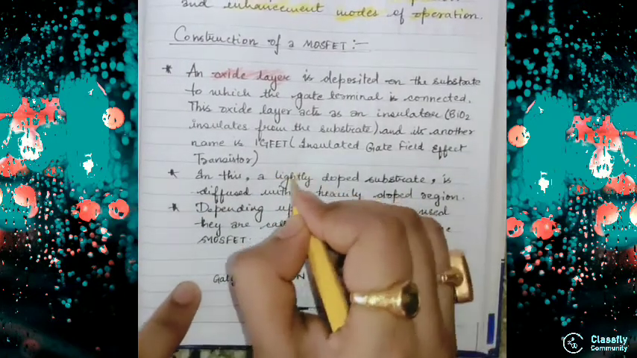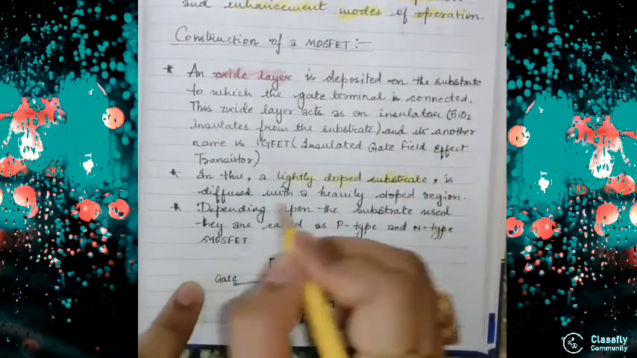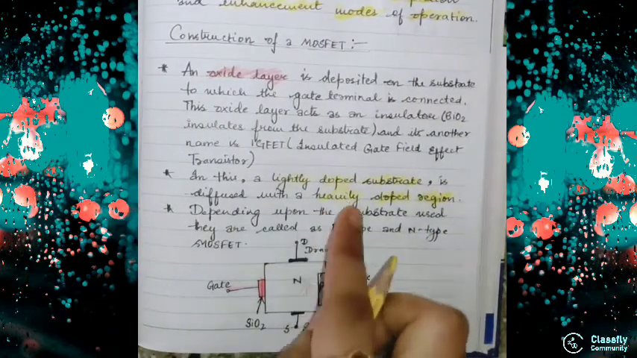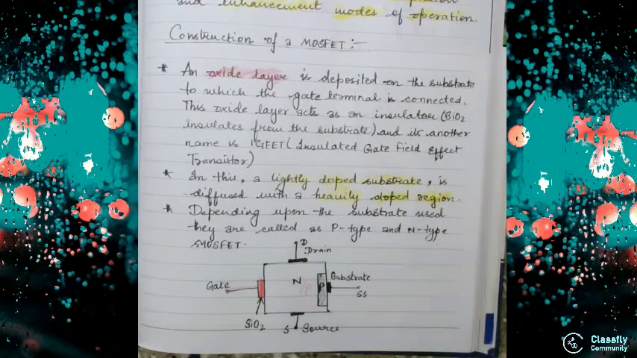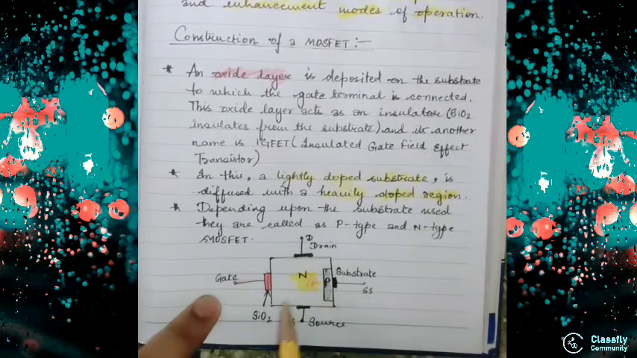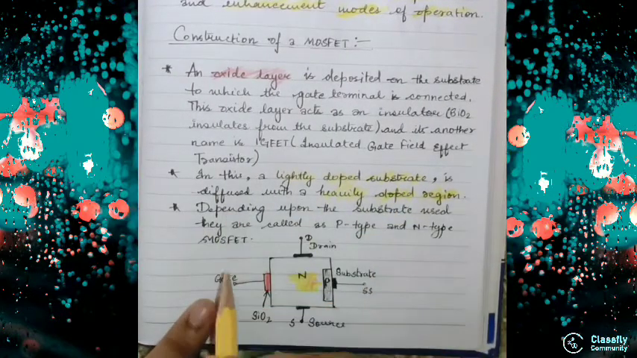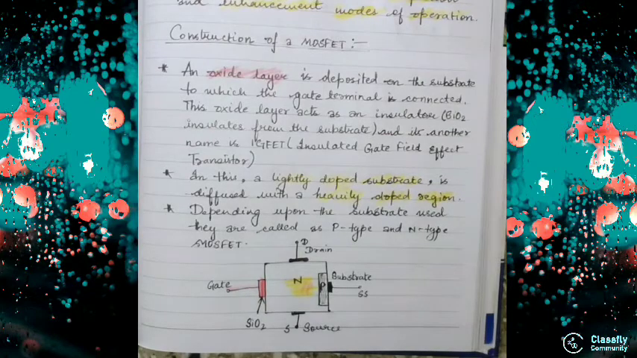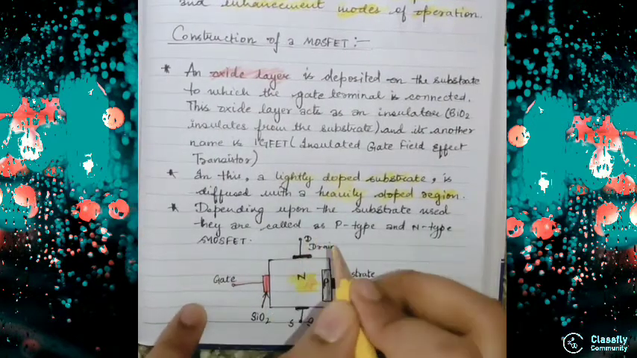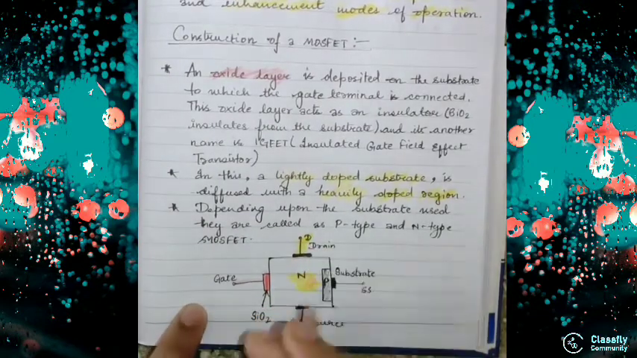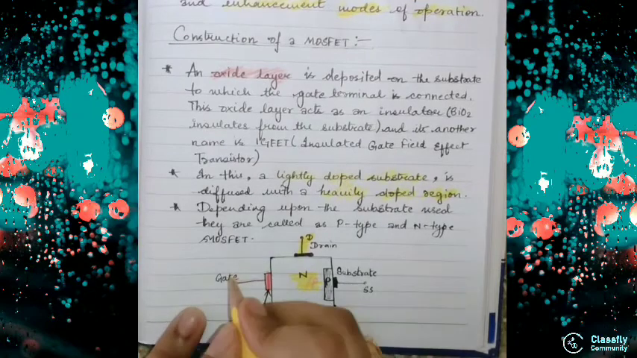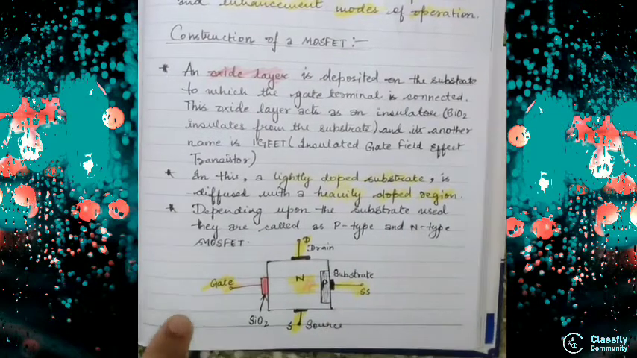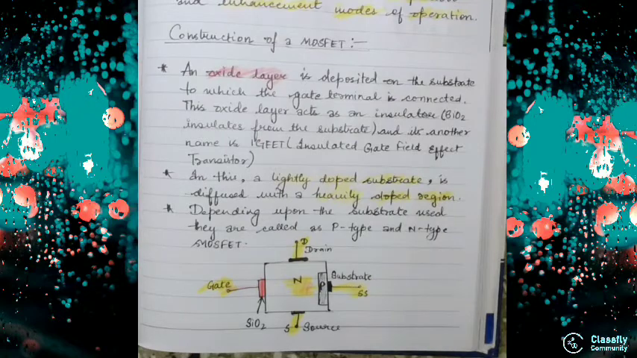Now see what happens in this. A lightly doped substrate is diffused with a heavily doped region. I told you that the substrate can be either N or P. So depending upon the substrate used, we will call it a P-type MOSFET or an N-type MOSFET. I hope you understand till this. Before moving on, there will be three terminals you know: first is your drain, another is your source, and another is your gate. Another terminal which gets included is the substrate terminal, which will get connected.